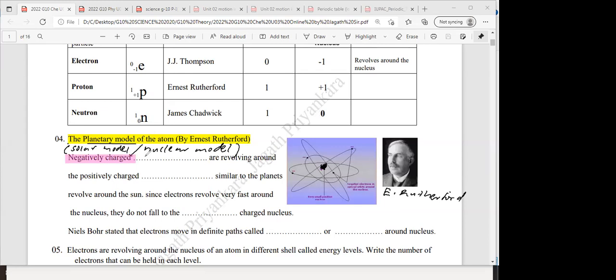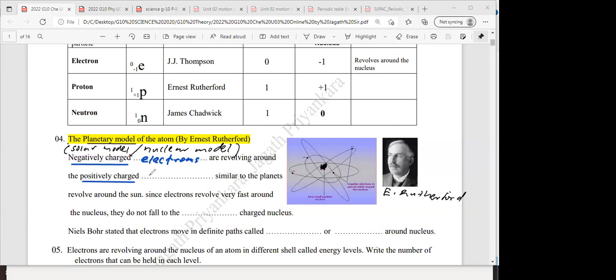So negatively charged, who is negatively charged? Now you know this. Electron, right? Come to the first blank here. According to Rutherford's atomic model or the nuclear model, negatively charged electrons are revolving around the positively charged nucleus. The nucleus is what charge? Positively charged. Negatively charged electrons are revolving around the positively charged nucleus.